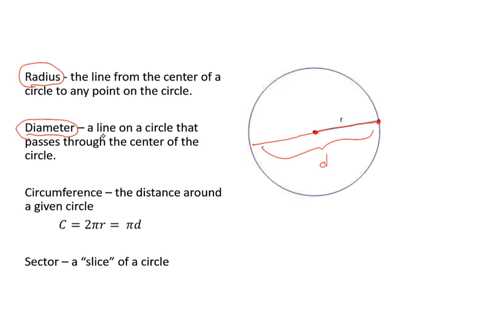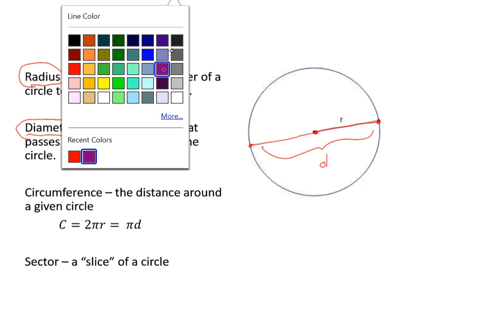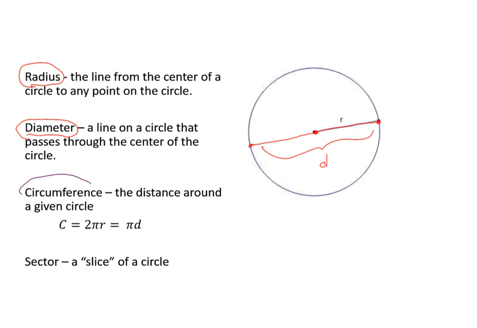By definition, it's a line on a circle that crosses through the center, period. The points will always line up. Okay, and then here's the part that you've got to pay attention to. Circumference of a circle, the perimeter basically around, is equal to 2 pi times r, or pi times the diameter, whichever one you're given.